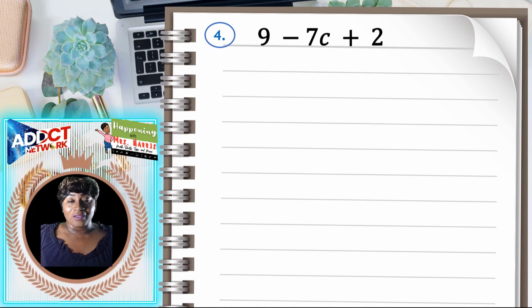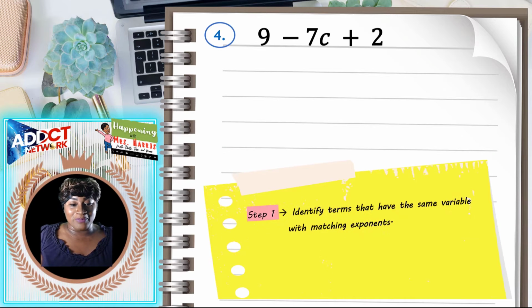Number 4, 9 minus 7c plus 2. To begin, step 1, we will identify the terms that have the same variable with matching exponents. The first term is 9. 9 doesn't have a variable, therefore it is a constant.